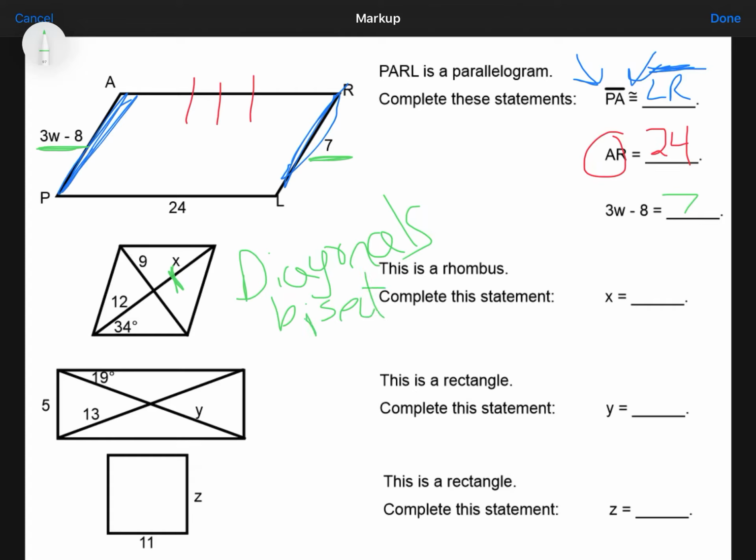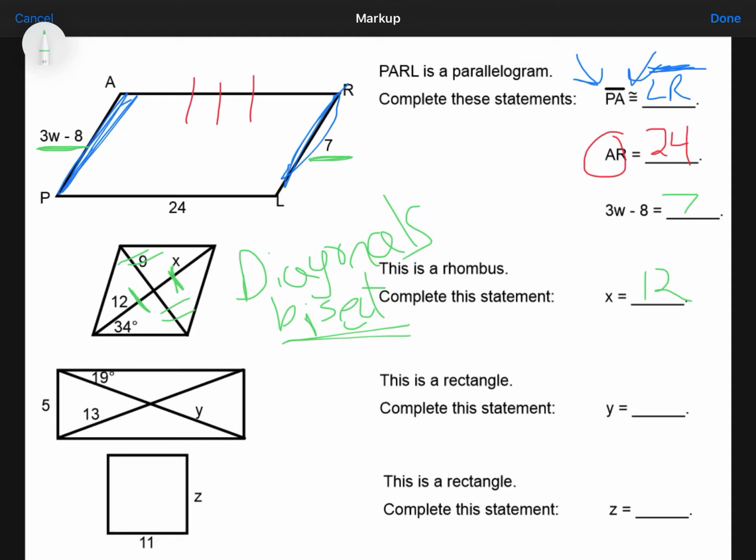What does this word bisect mean? This word bisect means that these two pieces, x and 12, are equal. Separately, that piece 9 is equal to that piece down there, also 9. Notice that not all 4 of the pieces are equal. Not in a rhombus, not in a parallelogram.